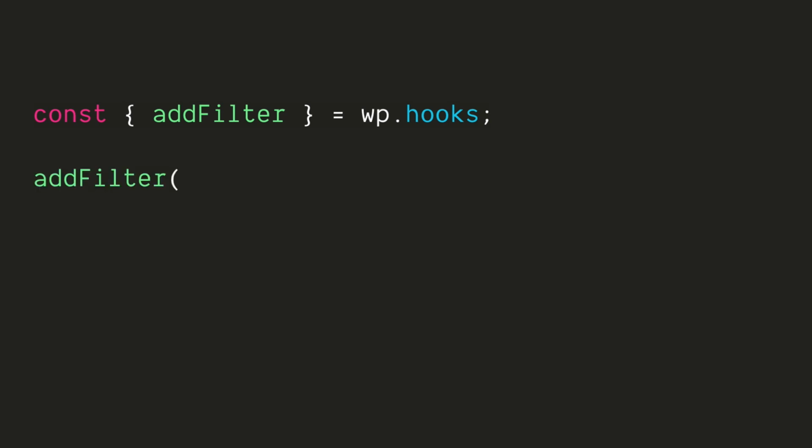Then we go ahead and call addFilter, which takes 3 parameters. The first one is going to be the filter and the hook that we want to hook into. This might be a block filter, it might be an editor filter, there are more filters, etc.